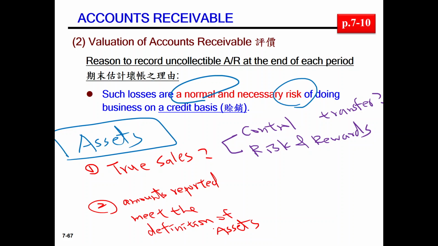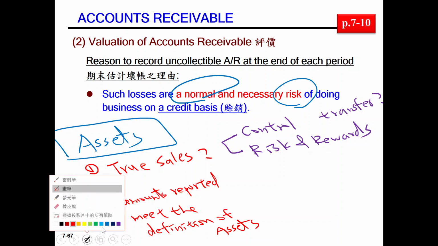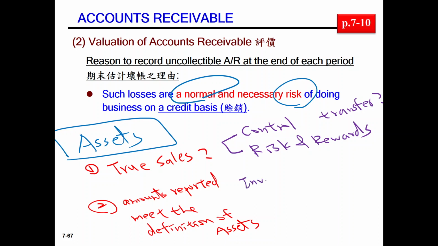Okay? So did you find out, for inventory, what should we do? What do we do for inventory? We use which method to make sure any amount we report on the balance sheet meets the definition of assets? Which method do we use? Forgot it already? You had a quiz last week. For inventory, which method do we use? LCNRV. Right?